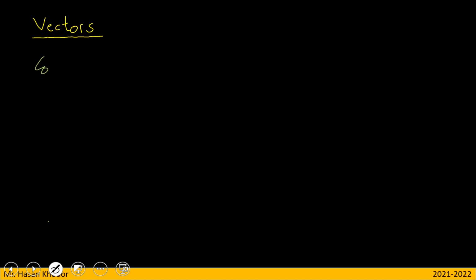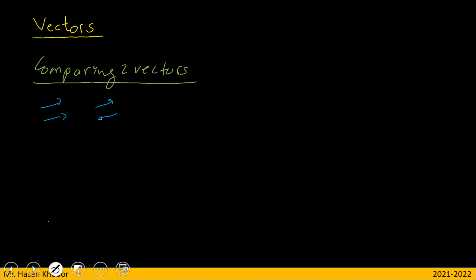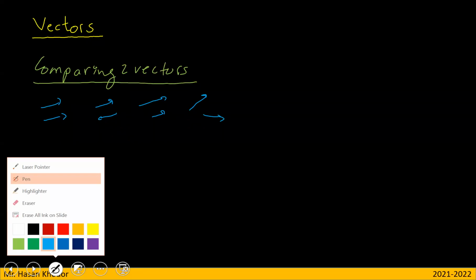First of all, you remember when we talked about comparison of two vectors? So the first point was comparing two vectors. We said two vectors may be like this, maybe like this, maybe like this, and like this. Okay. What do we say in the first case?